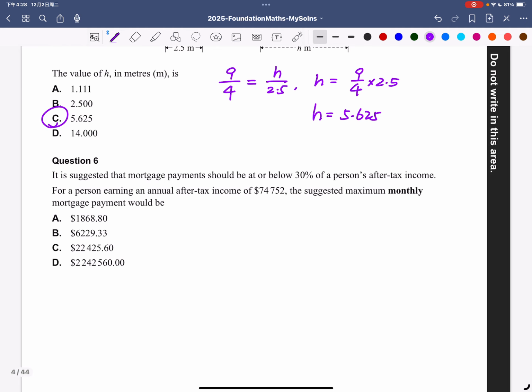Question 6. It is suggested that mortgage repayments should be at or below 30% of a person's after-tax income. A person's earning an annual after-tax income of $74,752. Okay, the maximum monthly mortgage payment. So you can either do 74752 divided by 12, then multiply by the largest percentage to figure out the largest monthly payment.